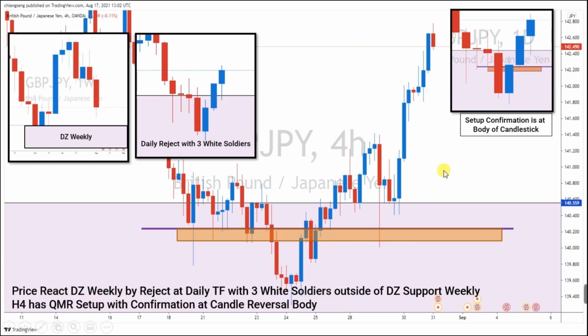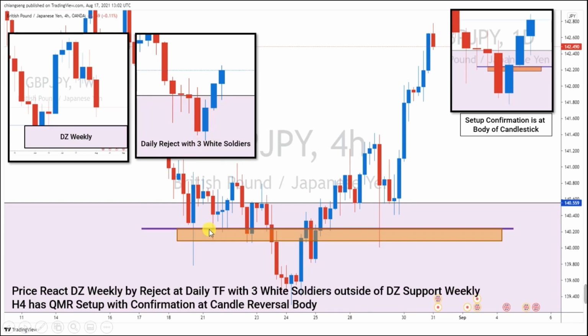This is my main setup, which is the QMR H4 GBP JPY. As you can see, I have drawn that the price has reacted. Before that, what I want to do is mark the danger zone weekly because price has reacted from the danger zone weekly. I want to prove that. Second thing, I want to show that there's a confirmation of rejection. The daily time frame has shown a reversal signal, which is the 3 white soldiers.